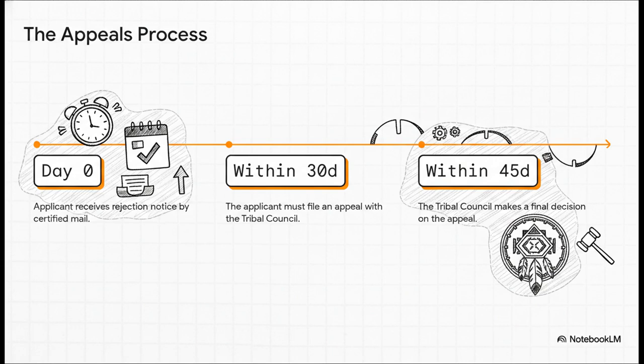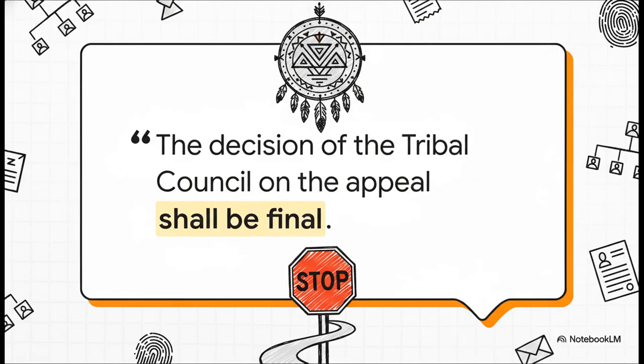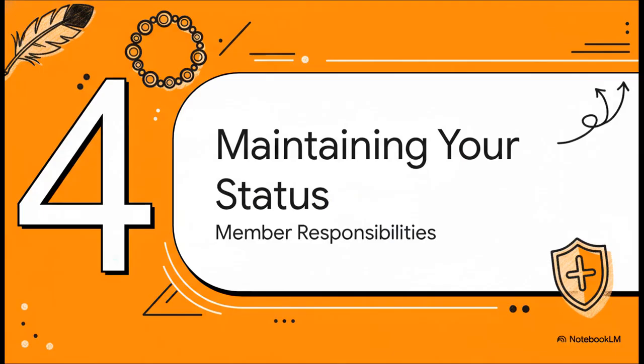And when it comes to an appeal, the timeline is absolutely critical. The clock starts ticking the moment an applicant gets that rejection notice in the mail. From that day, they have exactly 30 days to file an appeal. After that, the tribal council has 45 days to review everything and make the final call. And this quote, taken straight from the ordinance, leaves no room for doubt. The tribal council has the last word. Their decision on an appeal is the end of the line for that specific application process. It's final.